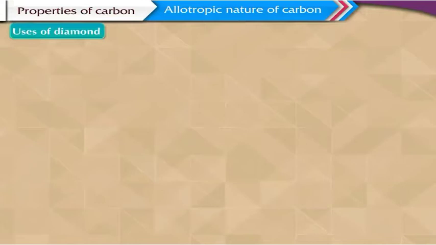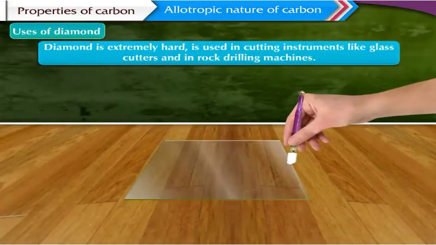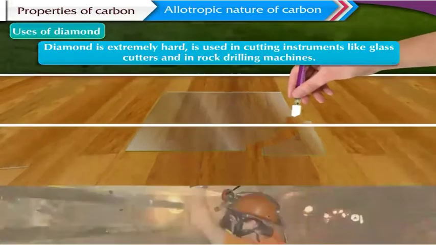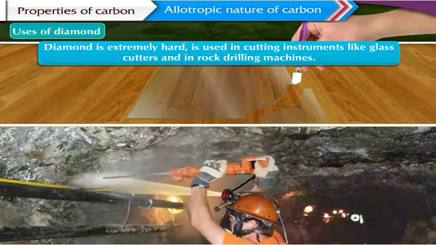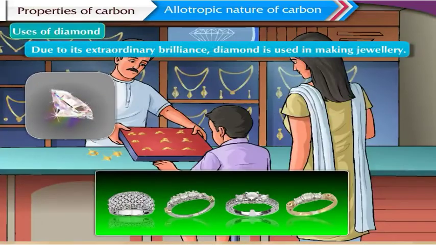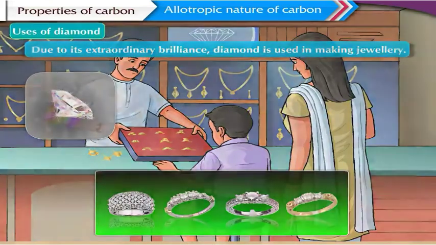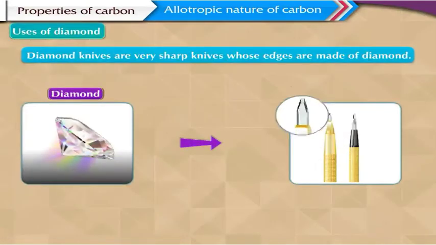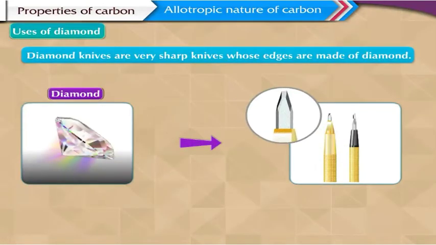Uses of diamond. Since diamond is extremely hard, it is used in cutting instruments like glass cutters and in rock drilling machines. Due to its extraordinary brilliance, diamond is used in making jewelry. Diamond knives are very sharp knives whose edges are made from diamond. Such knives are used in eye surgery.